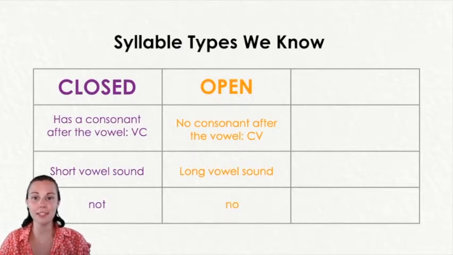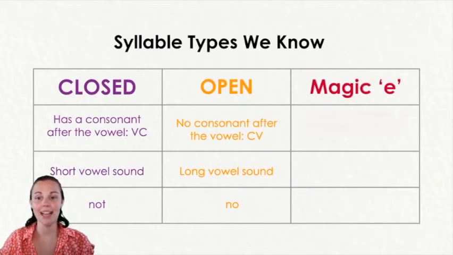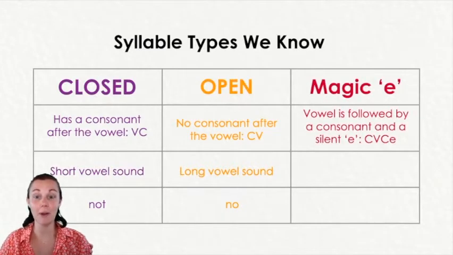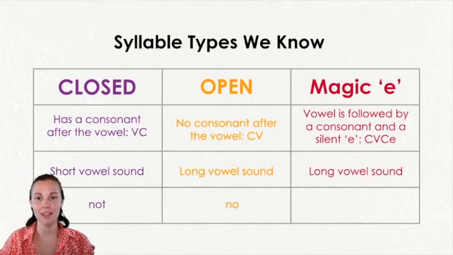The third syllable type we learned about is the magic E. The E helps the vowel before it to say its own name. That always makes that long vowel sound. You can see it here in the word note.